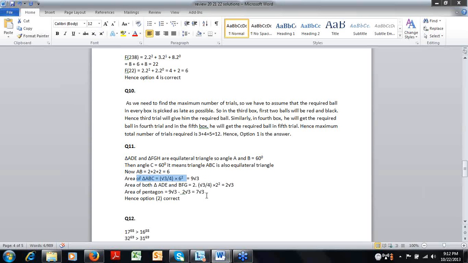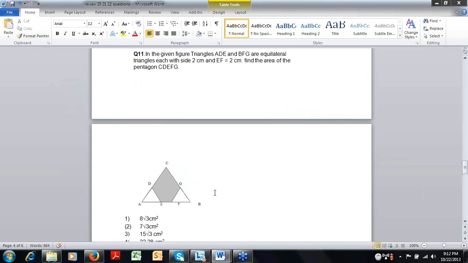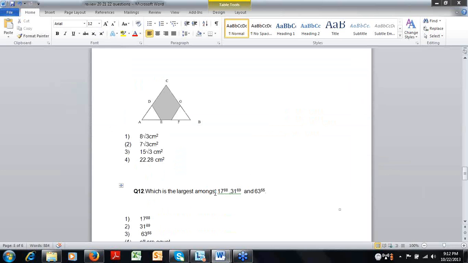Similarly, area of ADE and BFG, we know root 3 by 4 a square, that is 2 here. So 2 root 3. So area of pentagon will be nothing but area of triangle ABC minus area of triangles ADE and BFG combined. So 9 root 3 minus 2 root 3, 7 root 3. We have option number 2 as 7 root 3. We'll mark option number 2.